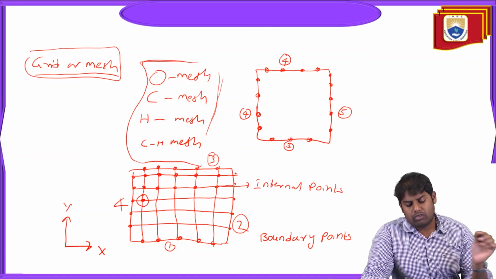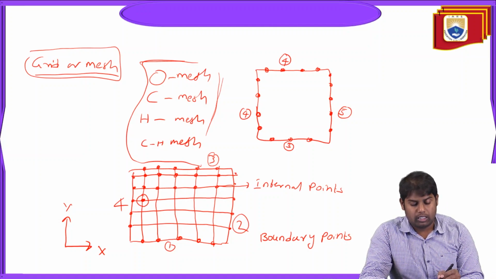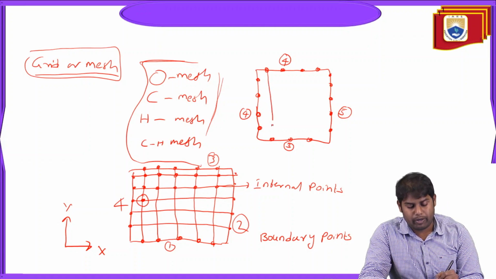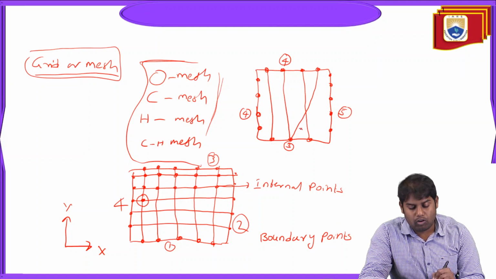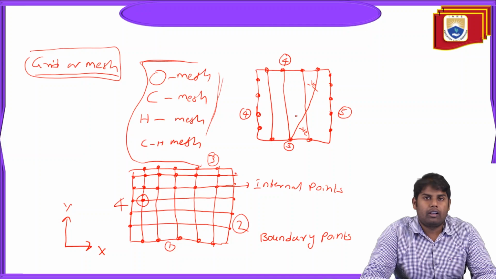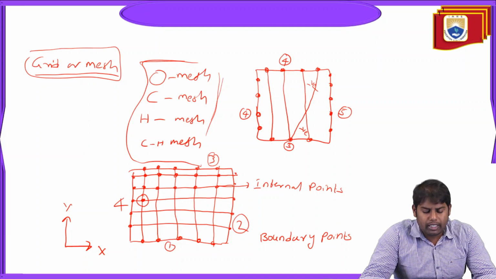Let's see. When we are drawing lines, let's say this is mapping to this one, and this is mapping to this one, and this is mapping to this one. This one will try to map to any one of these. Let's say it is mapping here. Here you can see that this is forming a negative volume.